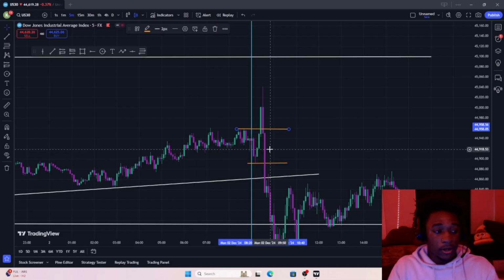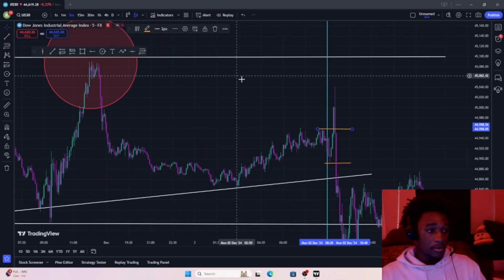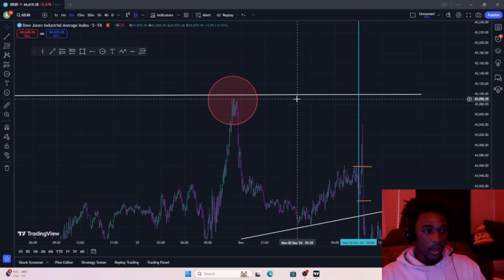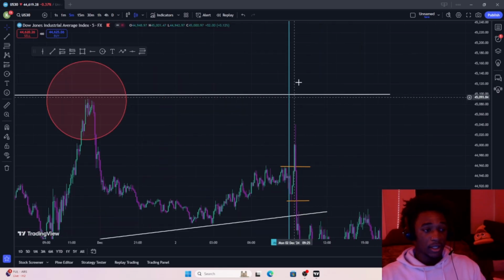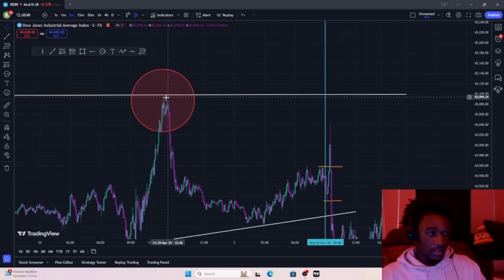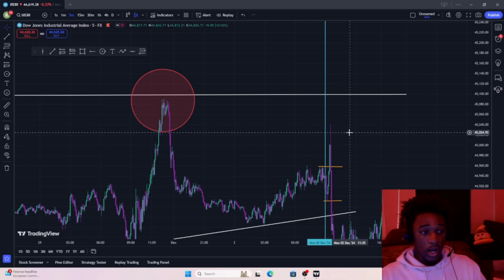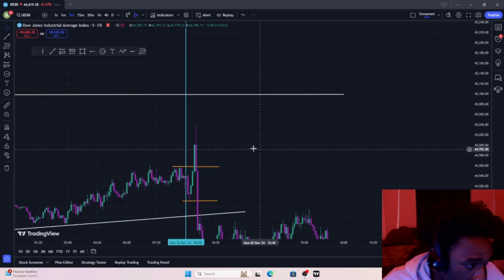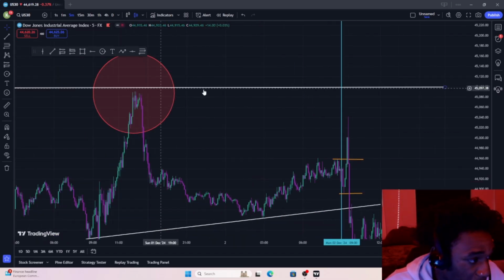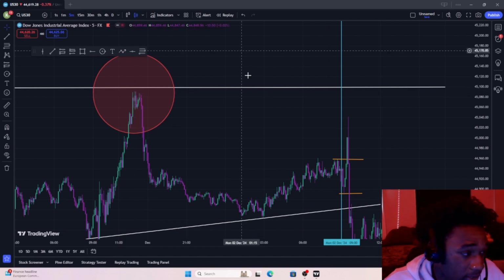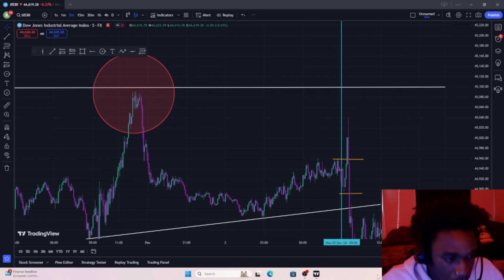Now I'm looking for a breakout to the upside, but I want to see a breakout of these highs at 9:30, right? If price doesn't break these highs at 9:30 and it respects this high and creates a lower high, then we're going to be looking for sells, right? So if price breaks above this high, we're looking for buys. If price doesn't break above that high, we're looking for sells.